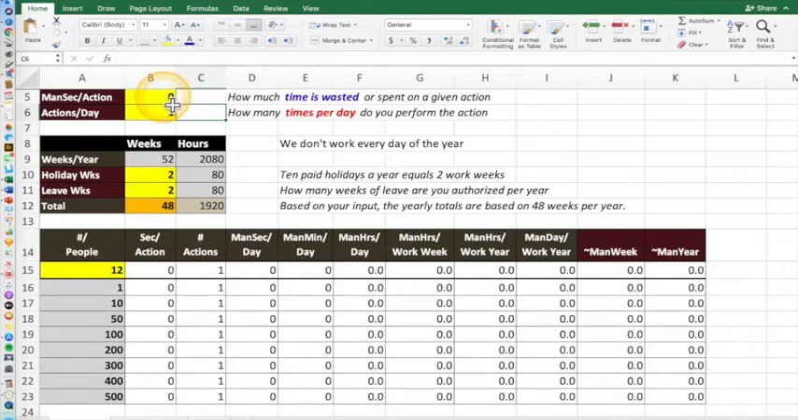This first cell is how much time is wasted doing a particular function. This is how many times you do it in a day. And this chart computes how many weeks you're working in a year, so it's excluding leave and holiday, for instance. And then that populates this chart down below.